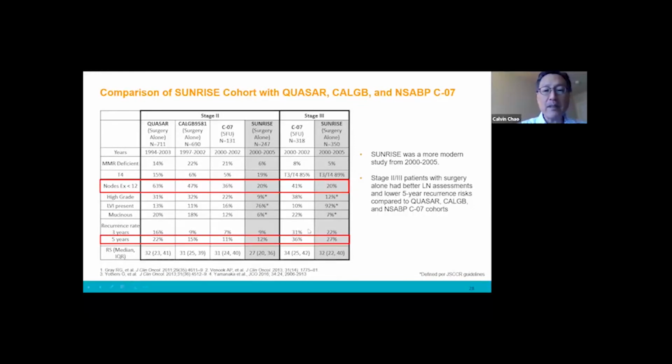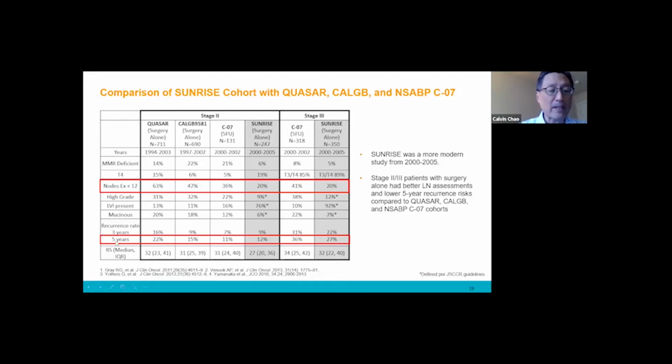So now this gives us the opportunity to appreciate all 4 studies together as we look at the population of patients studied. Importantly, the proportion with fewer than 12 lymph nodes examined across these studies was the worst in QUASAR at 63%, better in CALGB but still not so good, CO7 was even better, and Sunrise down now to 20%. And again, this was as of 2005. I would hope that in the year 2020, this number of lymph nodes examined less than 12 is an exceedingly small number. I think it is.